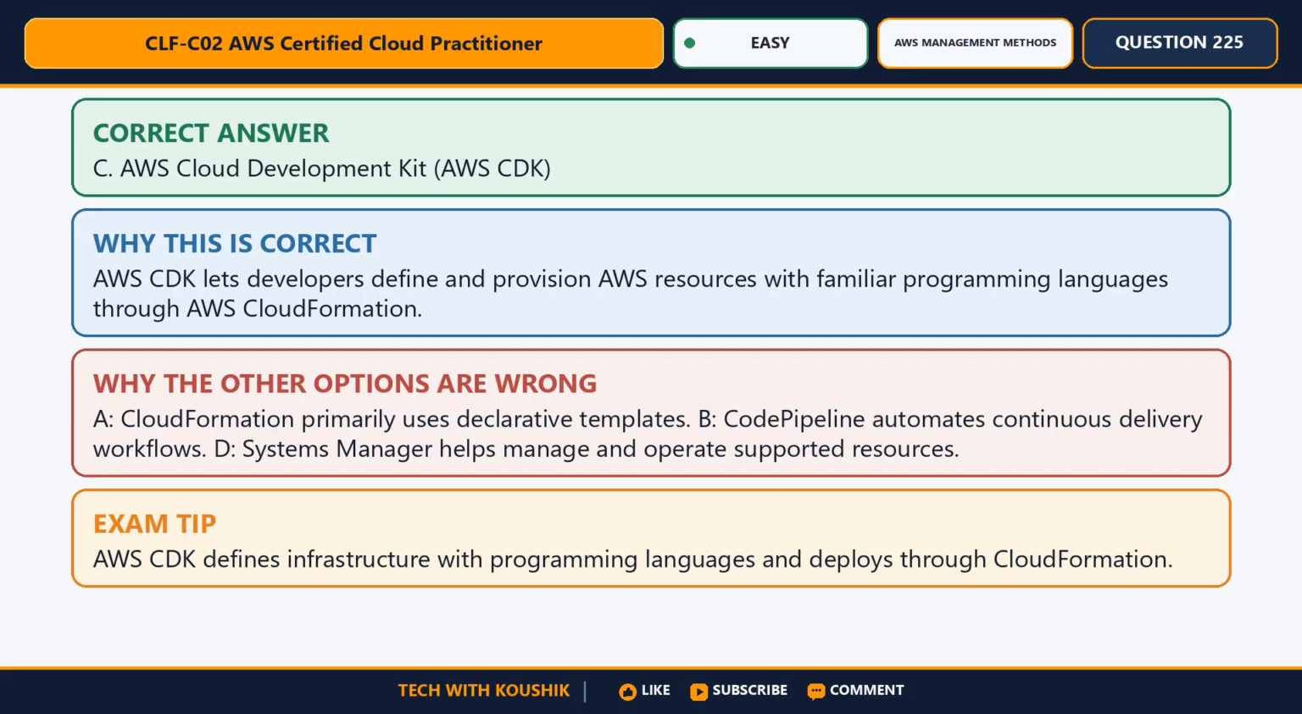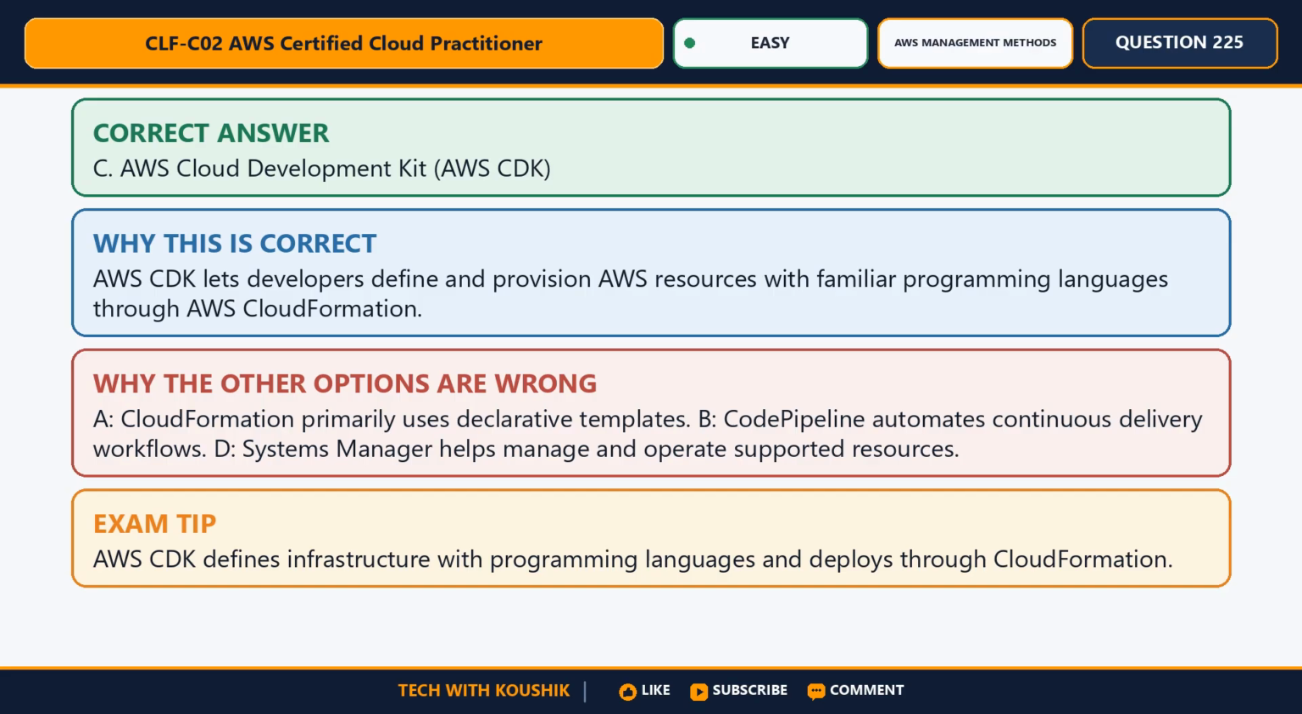The correct answer is C. AWS Cloud Development Kit, AWS CDK. Here is why. AWS CDK lets developers define and provision AWS resources with familiar programming languages through AWS CloudFormation. Why are the other options not correct?